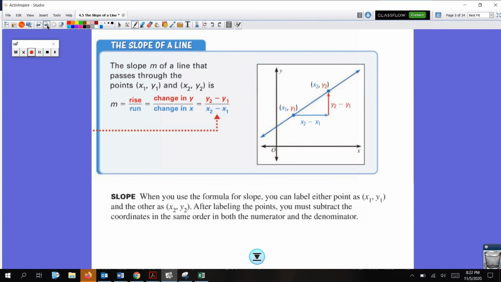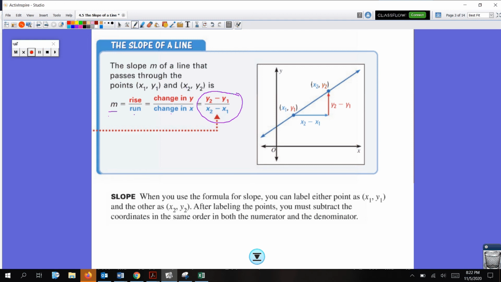All right, the slope of a line. So the slope m, m is the letter that we use to represent slope, passes through these points, x1, y1. The little 1 just represents the first ordered pair. And x2, y2, the little 2, represents the second ordered pair. And here we go. We have this formula. So m equals rise over run, the change in y over the change in x. Right here is the formula for slope given two ordered pairs. You subtract your y coordinates in the numerator over your x coordinates in the denominator and be sure to reduce.